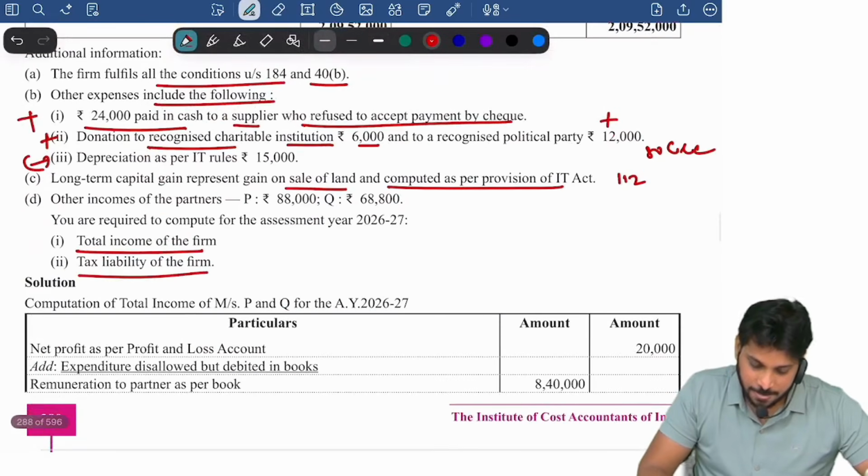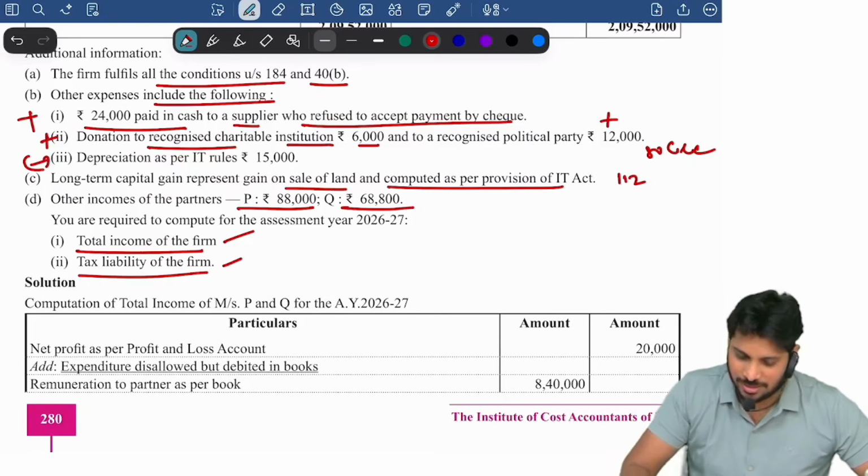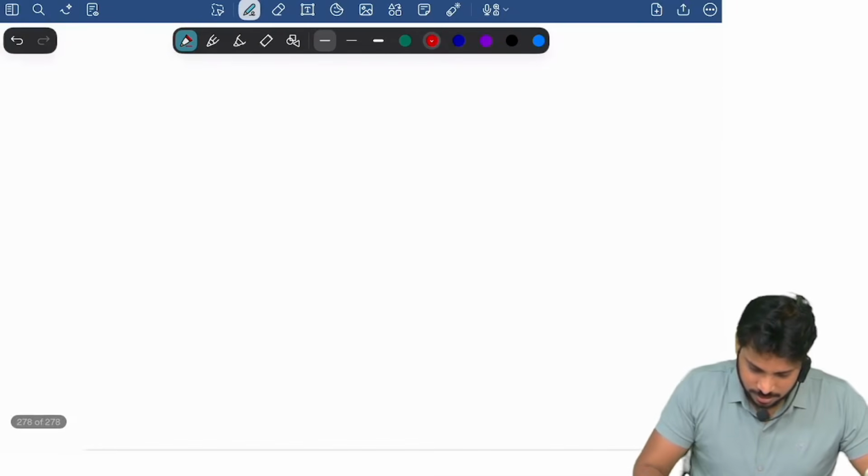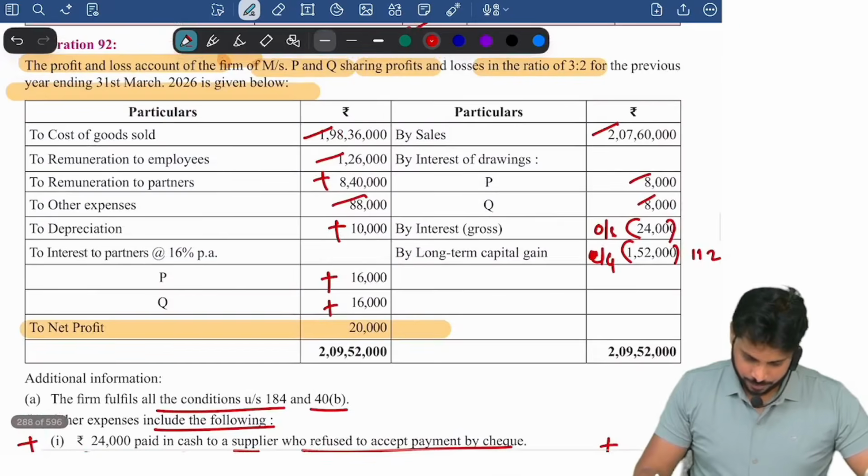112 capital gain. Other incomes of the partners: P 88, Q 68. You are required to compute for the assessment year the income of the firm and taxability. Okay, fine, we'll do it easily. Now look at what is the net profit of the firm? 20,000. Am I right?